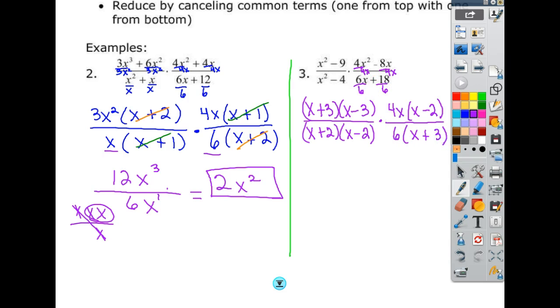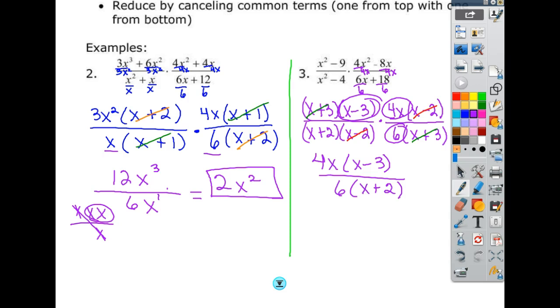And in the numerator, they both divide by a 6, and we get x plus 3. Now the fun part comes. The x plus 3's cancel. The x minus 2's cancel. And that's pretty much it. We have a 4x left and an x minus 3 left in the numerator, and in the denominator, we have a 6 and an x plus 2.